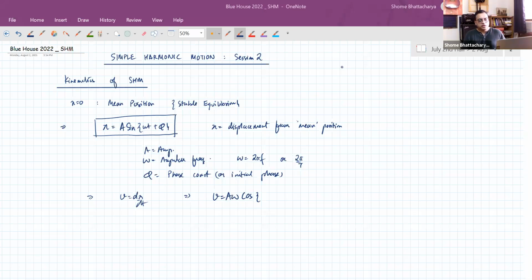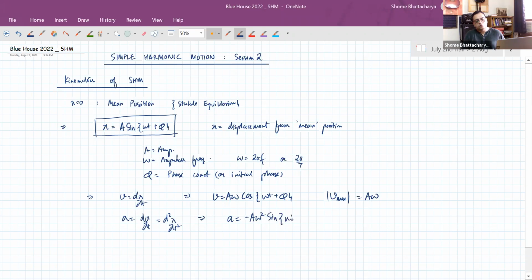Right? So A omega cos(omega t plus phi) becomes the velocity as a function of time. From this you can see that the maximum speed is equal to A omega. Okay. And differentiate this one more time, or the second derivative of x with respect to time gives you that the acceleration is equal to minus A omega square sin(omega t plus phi). So that also shows us that the maximum magnitude of acceleration is A omega square.